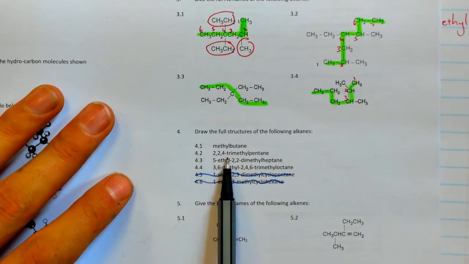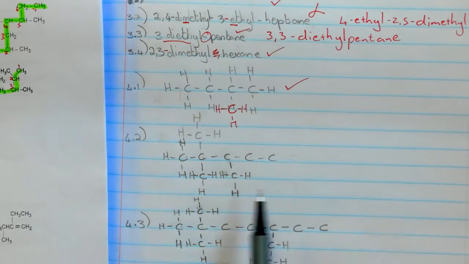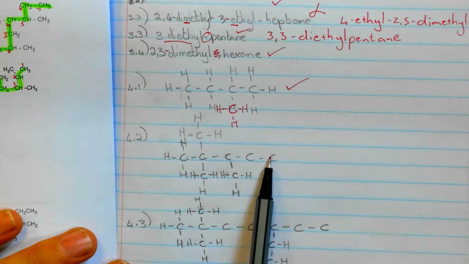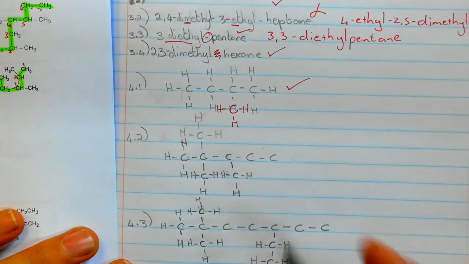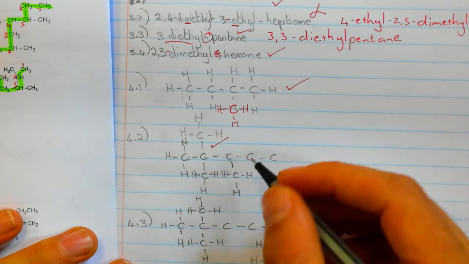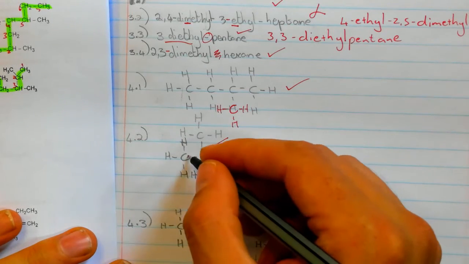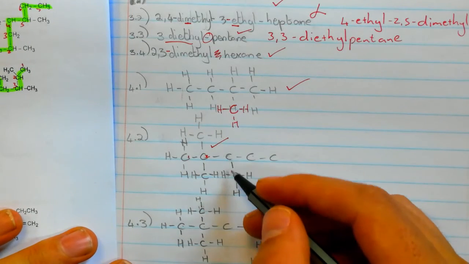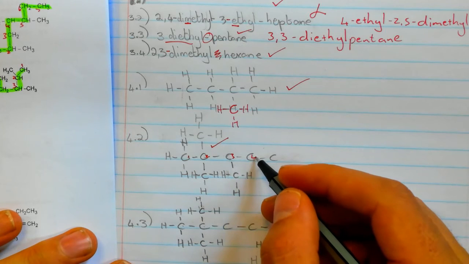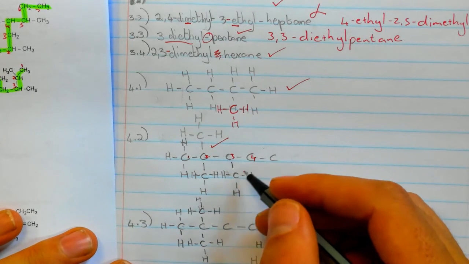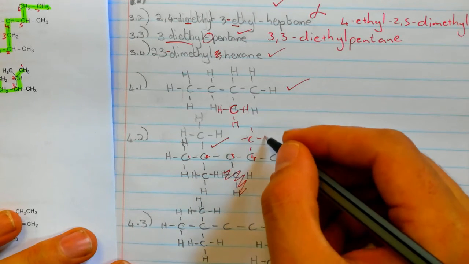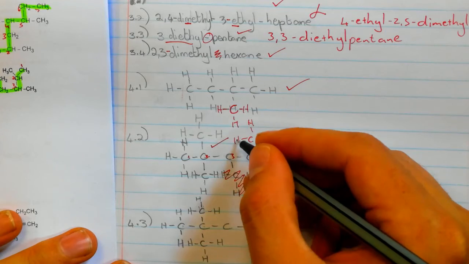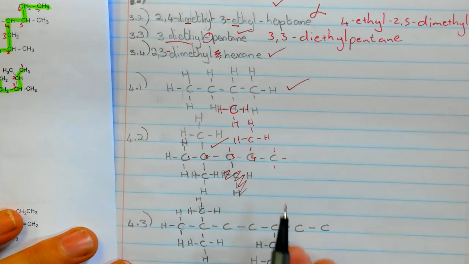Okay. Then for 4.2, 2,2,4 trimethyl pentane. So you start off by drawing 5 carbons, 2,2, 4. So what's wrong here? This is correct. It should just go number 1, number 2. This methyl shouldn't be a number 3, but rather a number 4. So it's 2,2, 4. We should just put our CH3 group there. And then put all of our hydrogens in around as well.